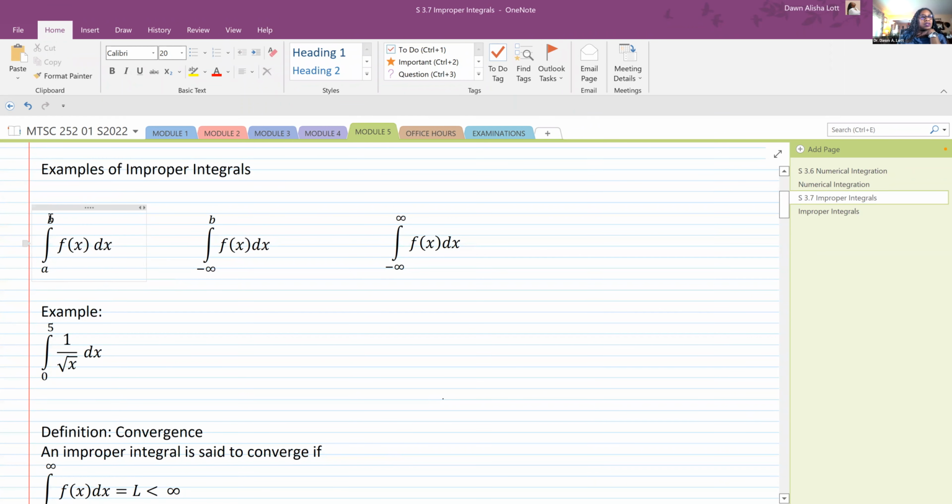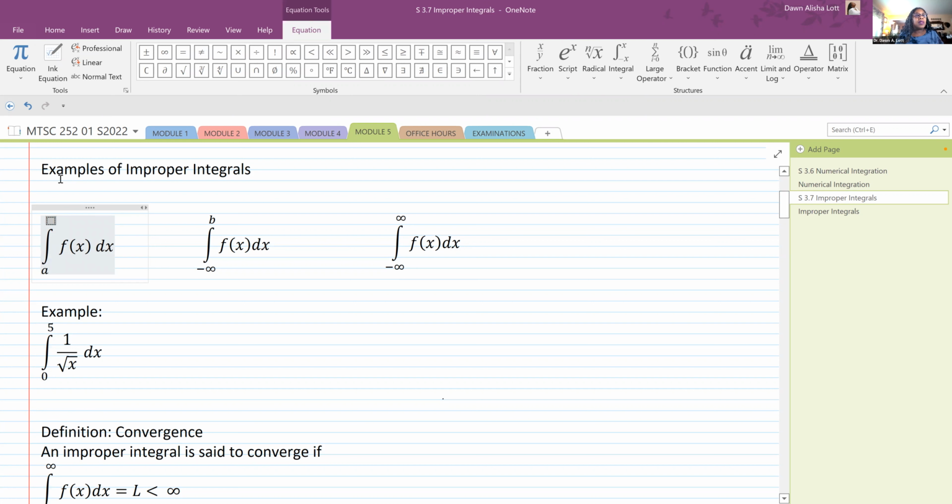All right, so here are some examples of improper integrals. This one is actually supposed to say the integral from a to infinity. That's supposed to be an infinity. Okay, so again, it starts at a, it goes to infinity. When you're doing the evaluation, you can't just stick infinity in there like we do with a definite integral. Same thing for the integral from minus infinity to b, and then from minus infinity to infinity.